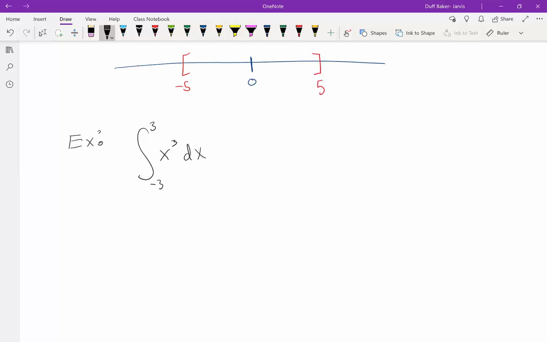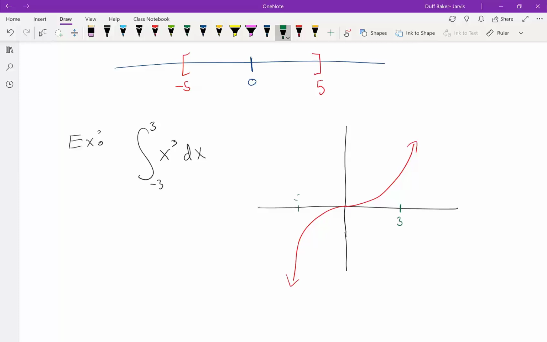This is something we could just crank out pretty easily, but it's still a good illustration of what's going on. So what does x cubed look like? X cubed looks something like this. Okay, so what area are we calculating? Let's say 3 is here somewhere, -3 is somewhere here. Then we'll be calculating this area, right? Because we always take the area between the function and the horizontal axis. So we'd be calculating these two areas.